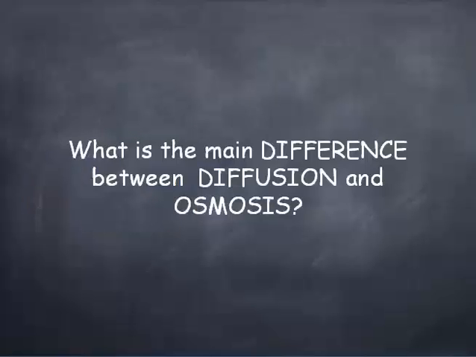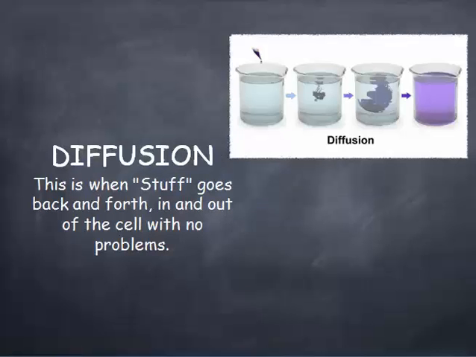Moving on, what is the main difference between diffusion and osmosis? Really, they are pretty much the same thing. Diffusion is when stuff goes back and forth in and out of the cell with no problem. So that's basically anything that's small enough to go back and forth freely that the cell membrane will allow, it will happen. So that's diffusion.